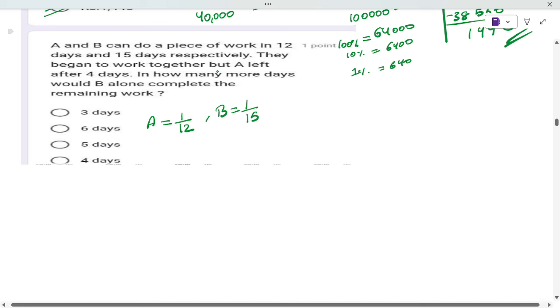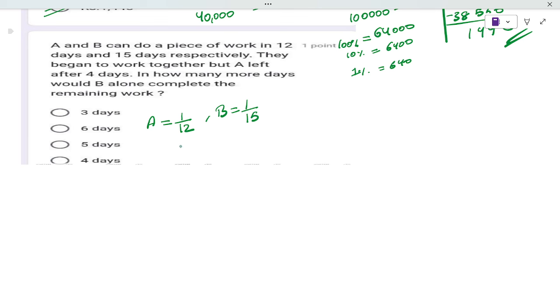They began to work together, but A left after 4 days. So A and B together, 1 day's work is 1 by 12 plus 1 day's work of B, 1 by 15. The LCM of 12 and 15 is what? The LCM, the lowest common multiple, is 60.